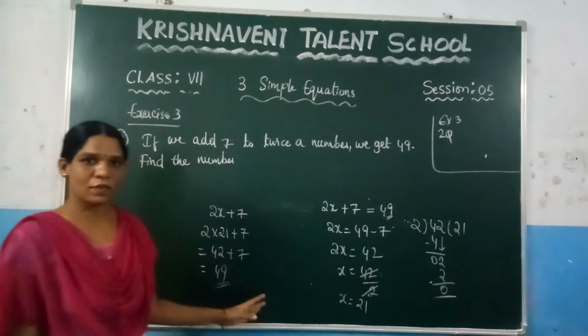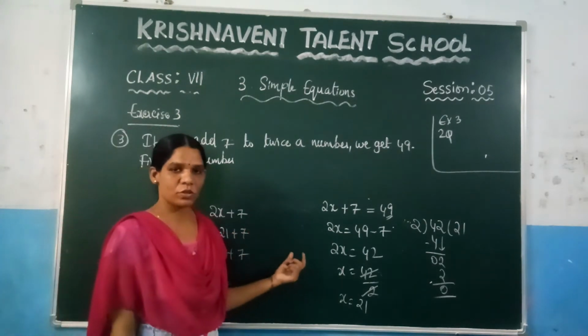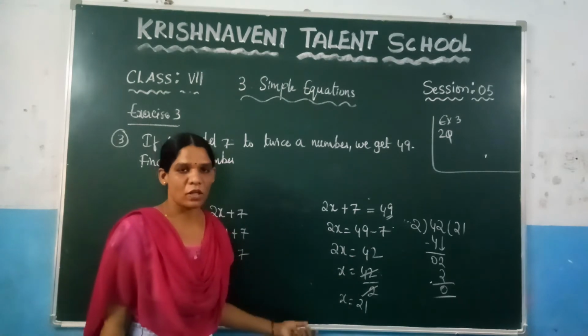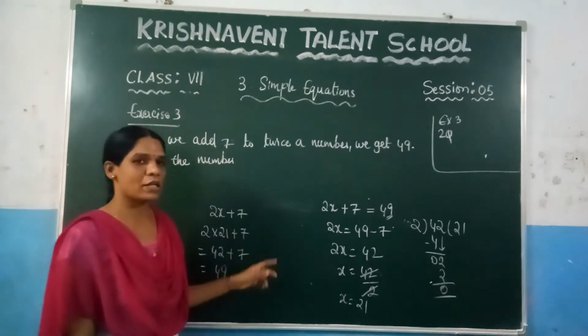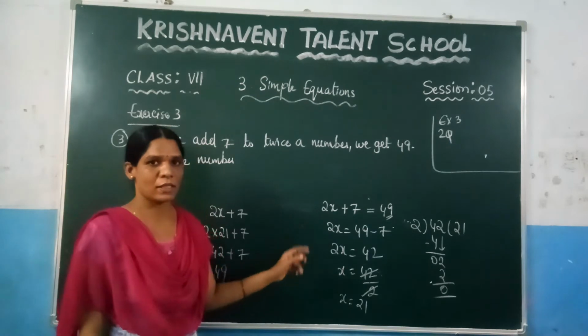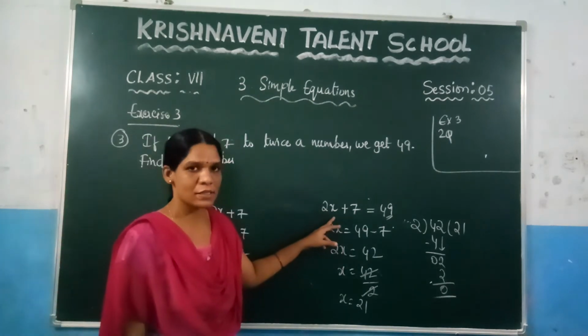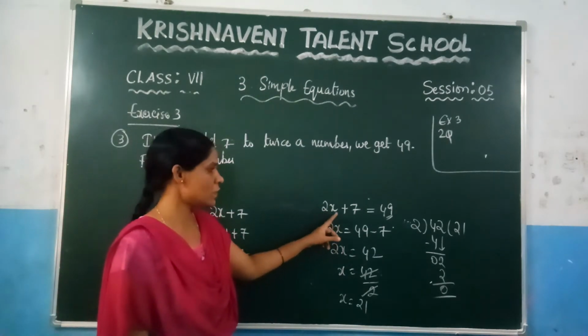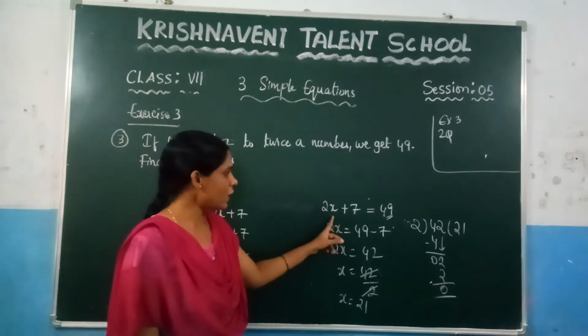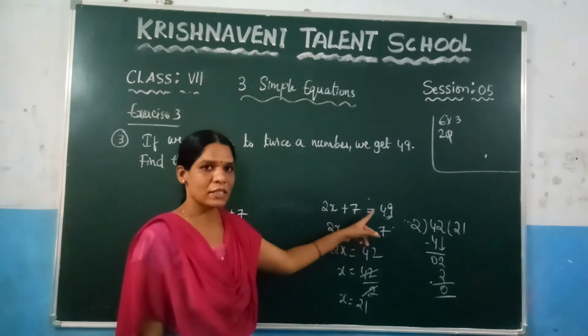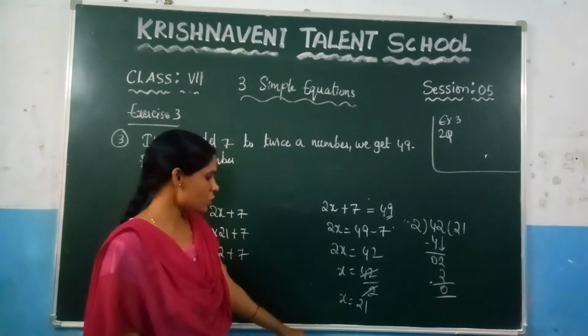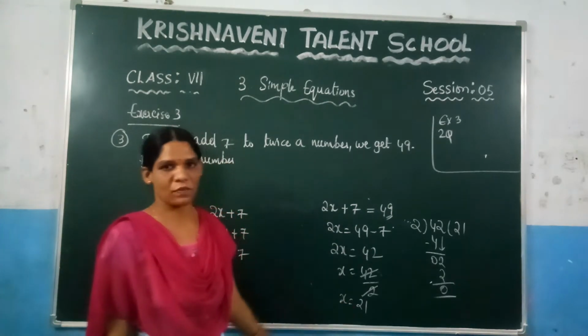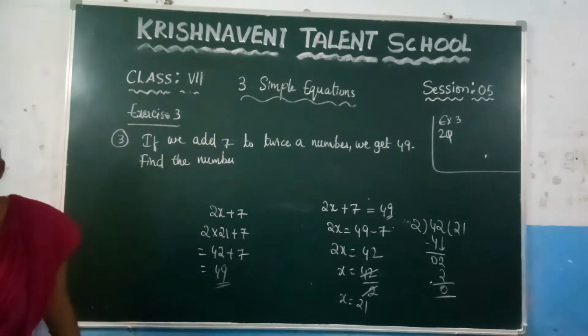So what is the question given here? If we add 7 to the twice of a number, we will get 49. They asked us to find what that number is. Since we don't know that number, we have taken that number as x. So the twice of a number is 2x, and we have added 7 to that, so we are getting the result as 49. And after solving, we got that number, which is 21. Now write the answer here.